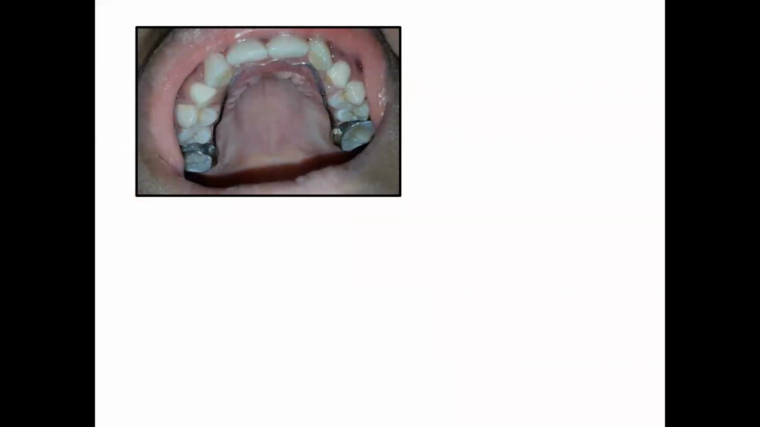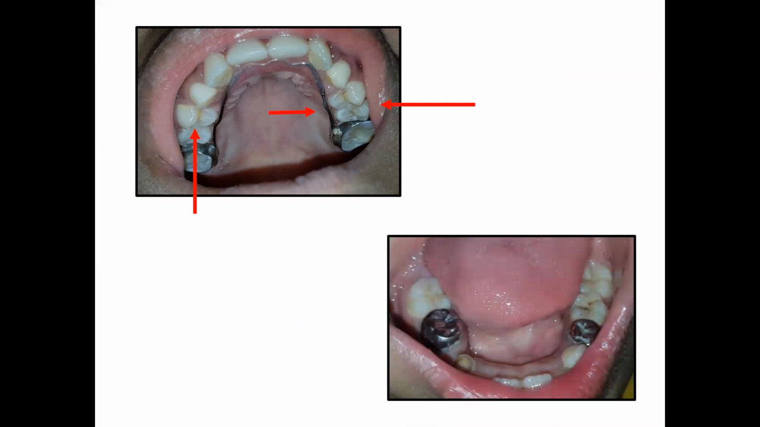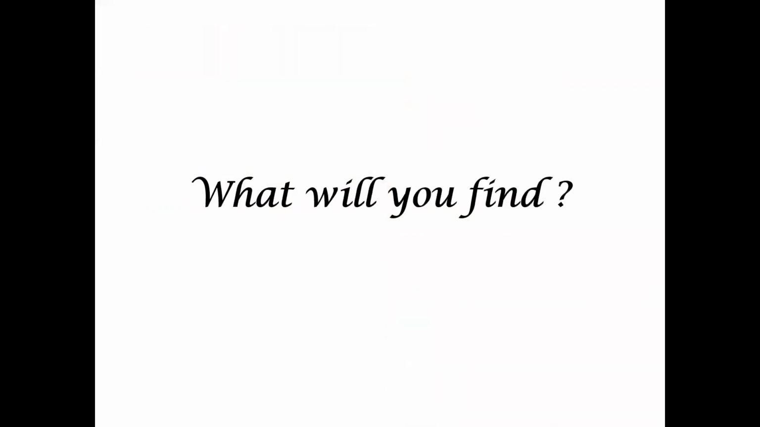So, suppose these are your child's upper teeth. First, look at the top surface of all the teeth. Then look at the sides. You can pull their cheeks apart and take a look. Then you can check on the inside. The same way you can do it for the lower teeth as well.